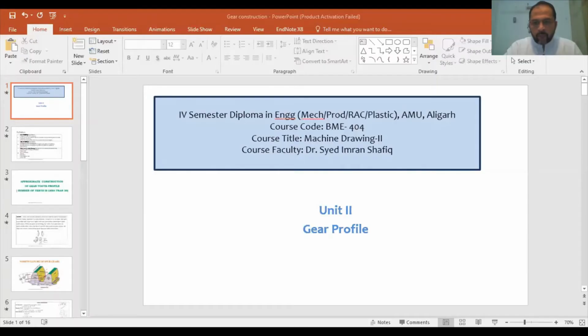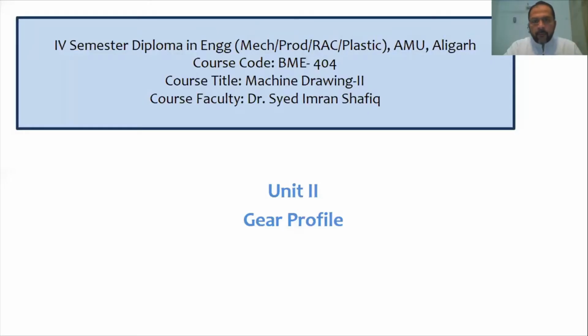This lecture is for 4th semester Diploma in Engineering for Mechanical, Production, RAC and Plastic Streams at Aligarh Muslim University, Aligarh. The course code is BME 404 and the course title is Machine Drawing 2. So today we will be talking about the gear profile.